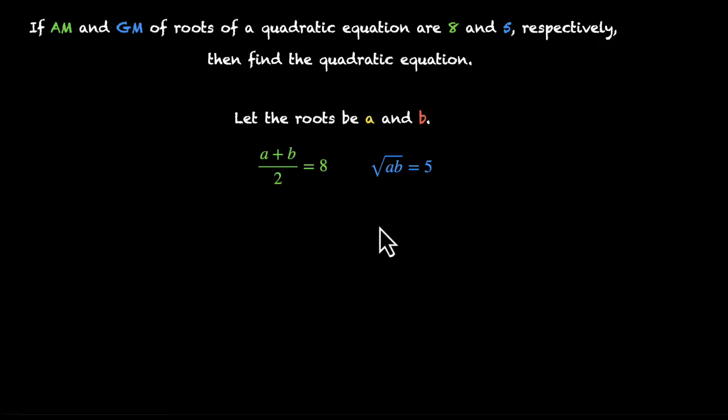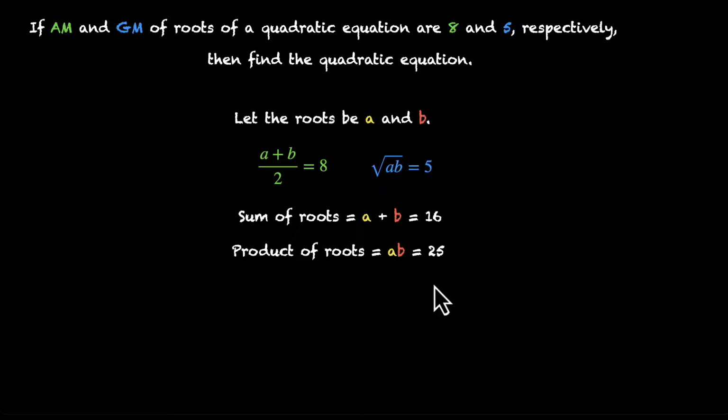Okay, let's continue. A plus B is 16, that's the sum of roots, and AB is 5 squared, that's 25, the product of roots. And if we know the sum of roots and product of roots, we can actually form the equation without getting to the values of A and B. So how do you find the quadratic equation? That's x square minus sum of roots into x plus product of roots. So the equation becomes x square minus 16x plus 25 equals 0. This is the equation that we were looking for.